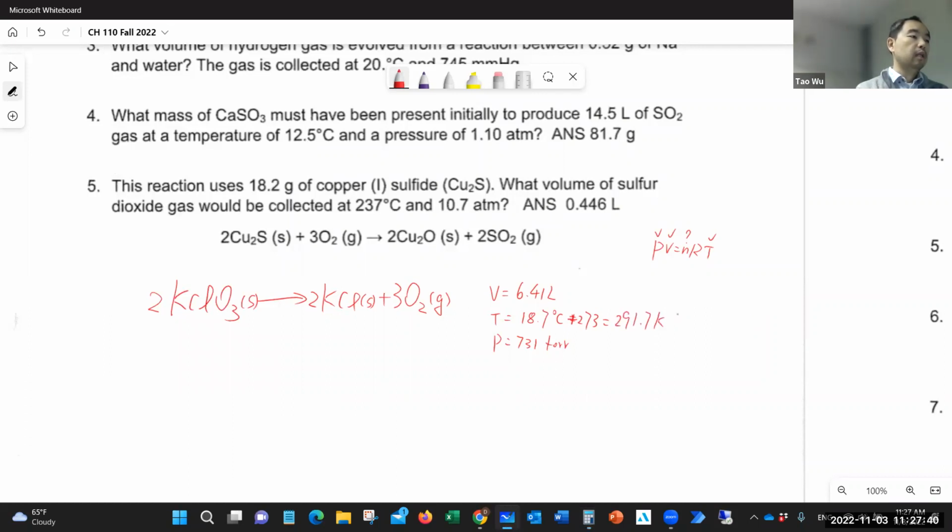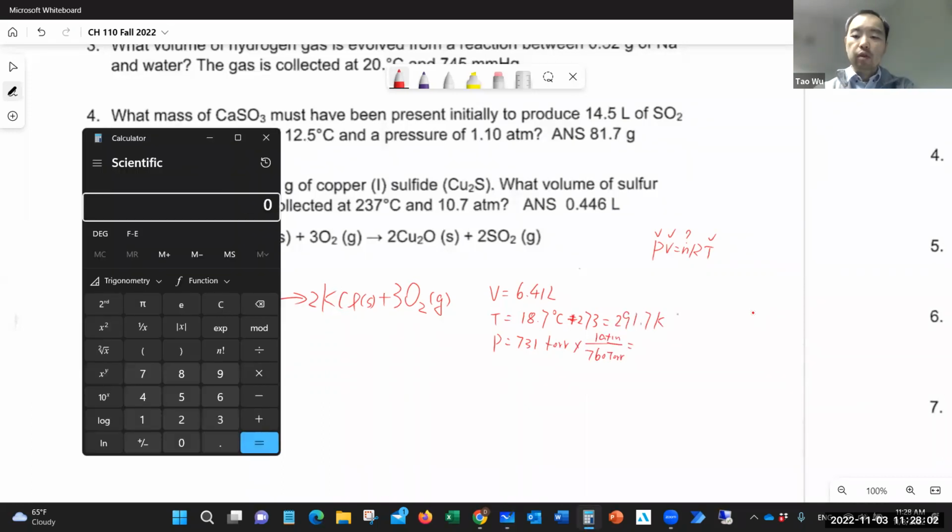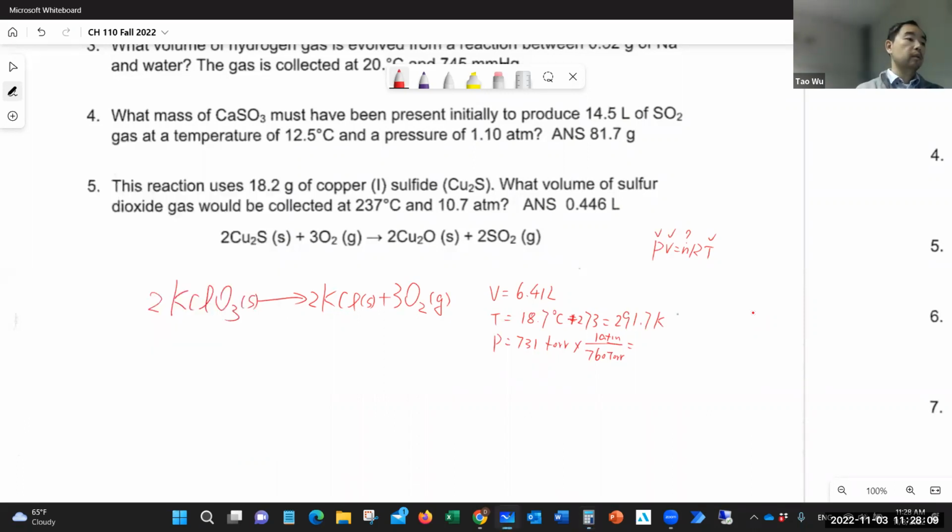This is Kelvin. And then torr also needs to be converted to atmosphere. We know 760 torr equal to 1 atmosphere. Then you can convert that to atmosphere: 731 divided by 760, you got 0.9618, and this is in atmosphere.